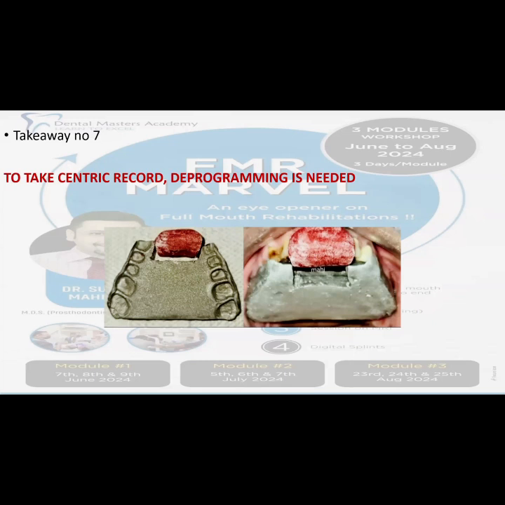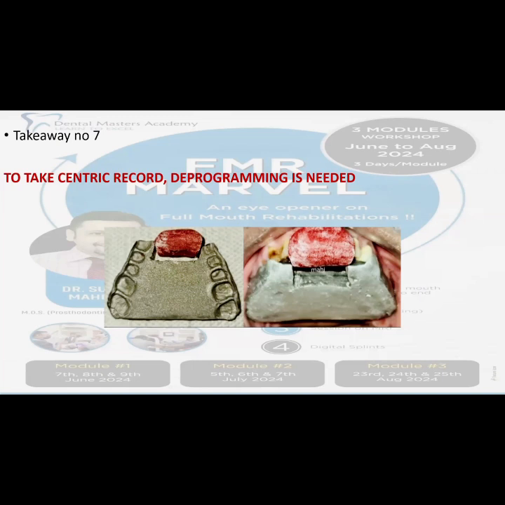Takeaway number 7, you need to do deprogramming to achieve centric relation. What is deprogramming in simple words? You are actually relaxing the lateral pterygoid. The only muscle that is attached to the condyle and which dictates the condylar movements in the glenoid fossa is your lateral pterygoid. So if the lateral pterygoid is tensed, if it's very stout, let's say, then I cannot easily get this anterior-superior position in the glenoid fossa. I cannot guide the mandible into CR easily. For that, I need to relax the lateral pterygoid.